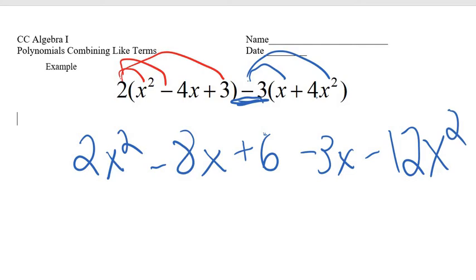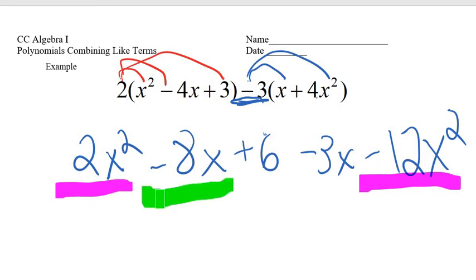Now what I want you to do is look at where they have like terms. So remember, it's where the variable and the exponent are the same. So this is a like term, this is a like term, this is a like term, this is a like term. And 6 we're left with by itself, which is fine.